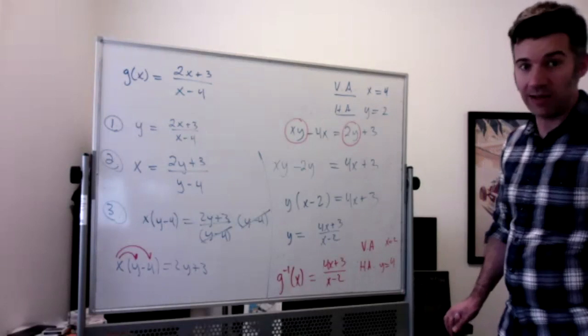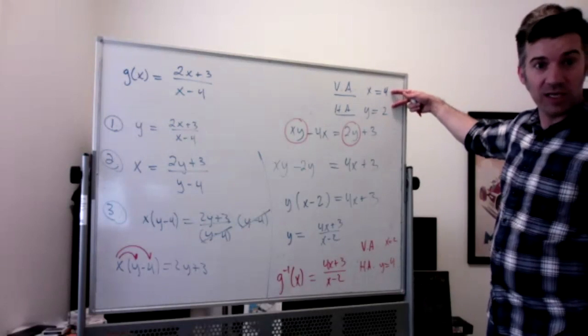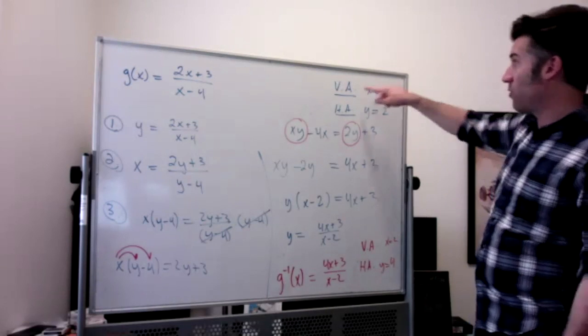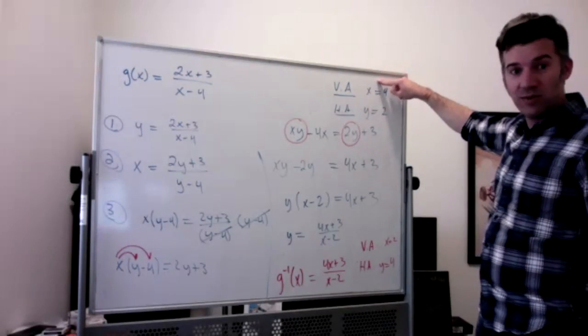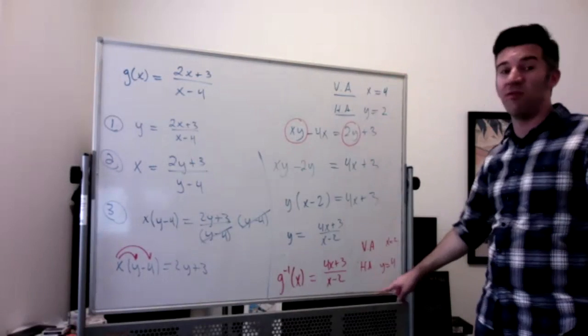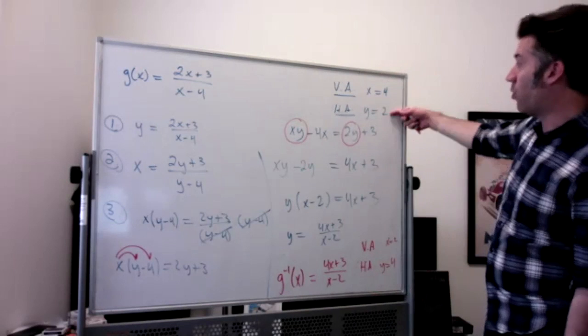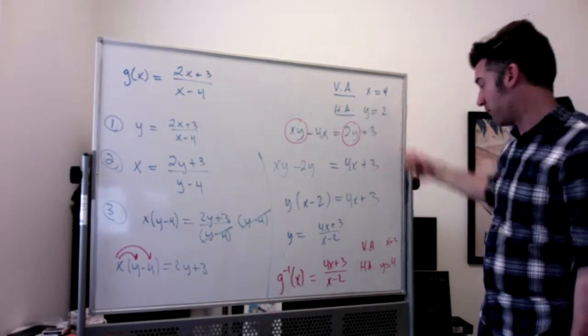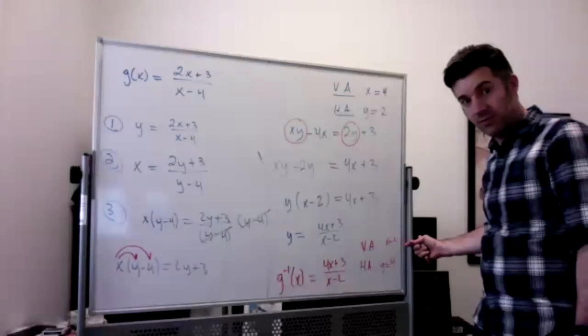What I want to point out is they've exactly interchanged roles, which makes sense, right? If we interchange the roles of x and y, then if a vertical asymptote is x equals 4, and you interchange x and y, you're going to get a horizontal asymptote of y equal to 4. And if you have a horizontal asymptote of y equal to 2, and you take the inverse function, you interchange x and y, you're going to get a vertical asymptote of x equal to 2.